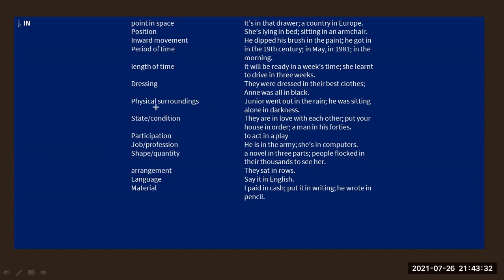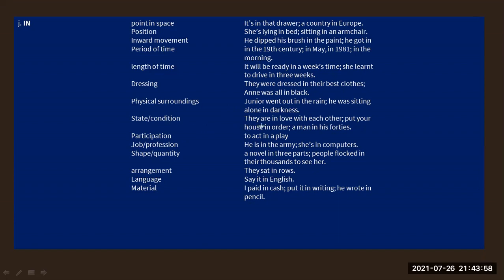Then you can talk about physical surroundings. For example, Junior went out in the rain, to talk about the physical surrounding. In the rain. He was sitting alone in darkness. In darkness. All right. Then you can use in to indicate a state or condition of someone or something.